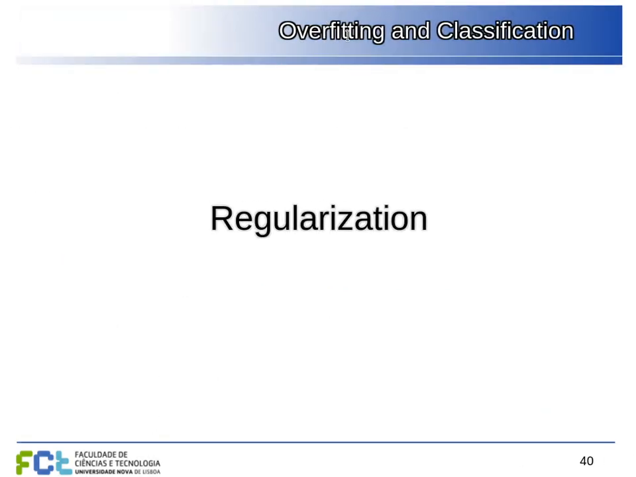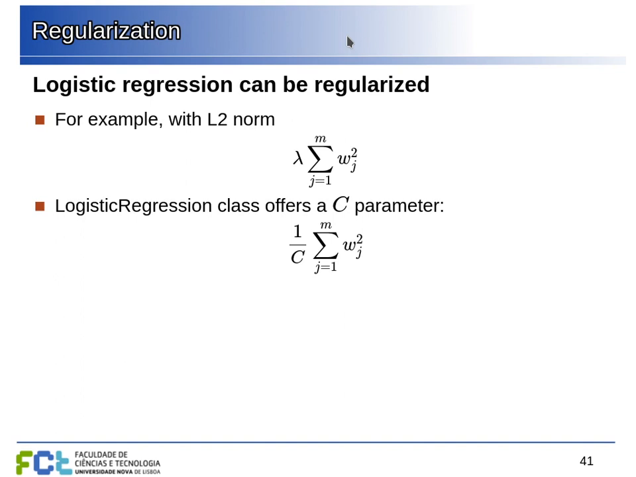Okay, so let's see another possibility for handling the overfitting problem. Instead of choosing different models, we can adjust the way the model is trained in order to discourage it from overfitting the data. So in logistic regression, we can use the L2 norm regularization like we did with linear regression, which means that we're going to add to the loss function a term that is some constant multiplied by the sum of the squares of the parameters, those W's that we're using.